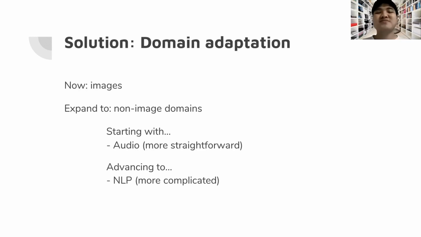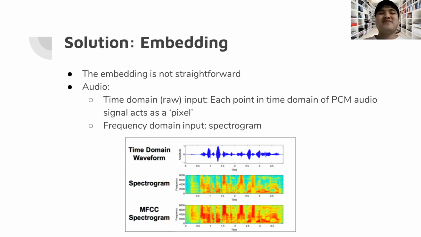To move this algorithm to another domain, we need to do some adaptation. For now, the paper only studied image domains. We would like to expand, starting with a more straightforward domain, audio, and then advancing to a more complicated one, NLP. Note that for the algorithm to work, the input that we're trying to attack adversarially must be in vector or matrix form in order to perform the search-based algorithm. For image, the data is inherently a matrix, but for audio and NLP, it's not that straightforward.